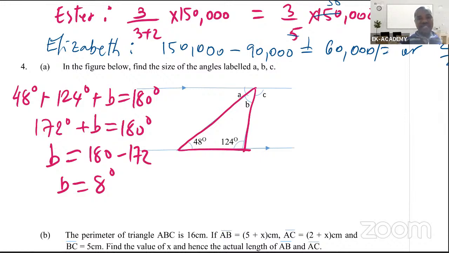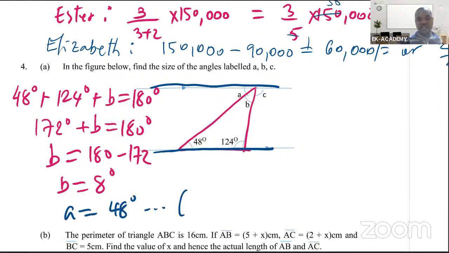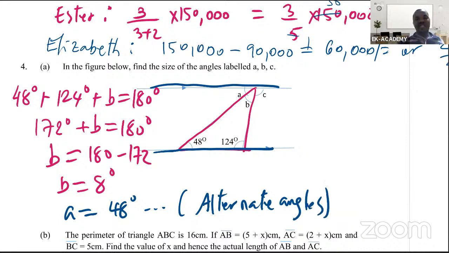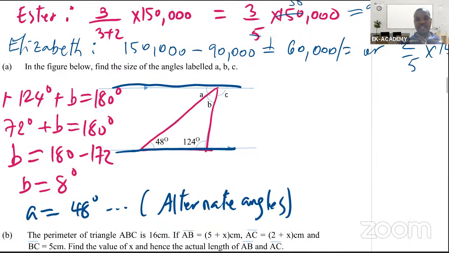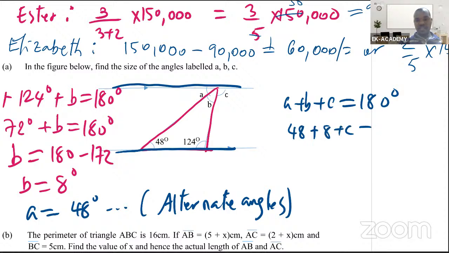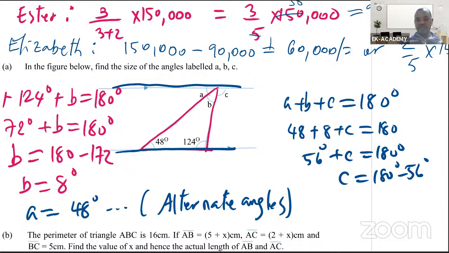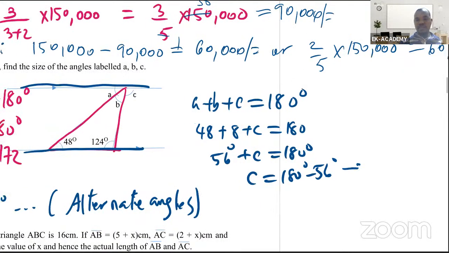But then we were told that two lines are parallel. So this line here is parallel to this line. So we can say that A equals 48 degrees, and the reason is that these are alternate angles, given that the two lines are parallel. Now, the next stage: if you take A plus B plus C, you get 180 degrees. A is already 48 plus B, which is 8, plus C, you get 180. 56 plus C is 180 degrees. So C will be 180 minus 56 degrees.